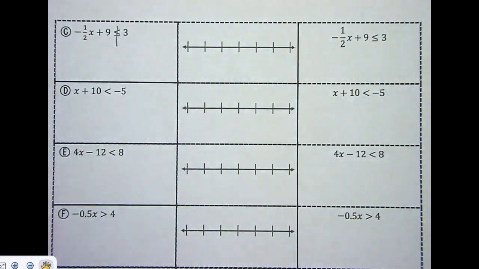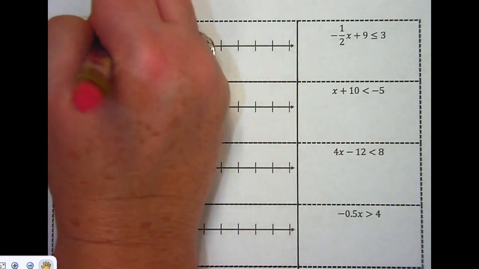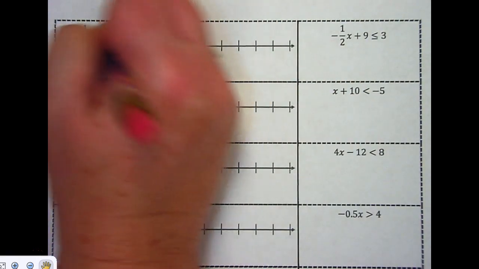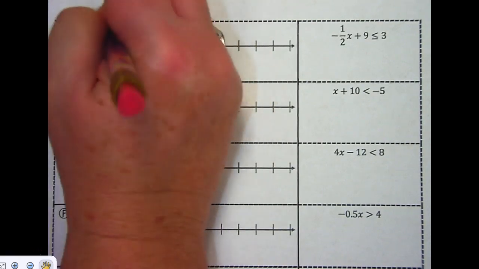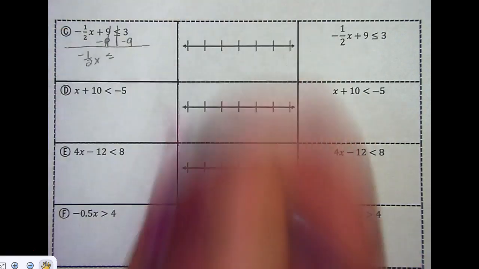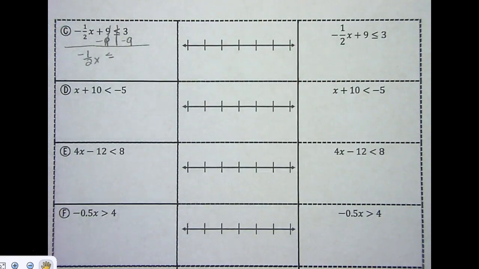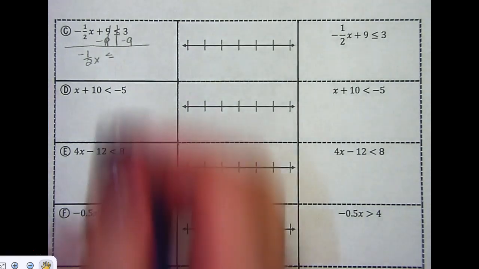First step is to subtract 9 from both sides. And we're left with negative 1/2 x is less than or equal to, be careful when you do the math here, 3 minus 9. Negative 6. Great work.